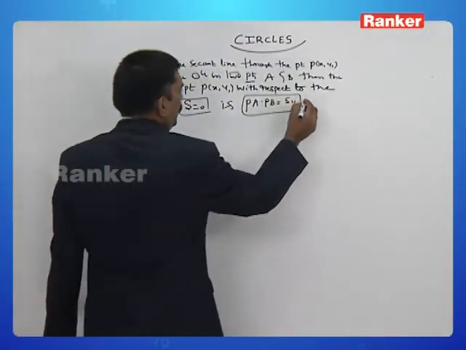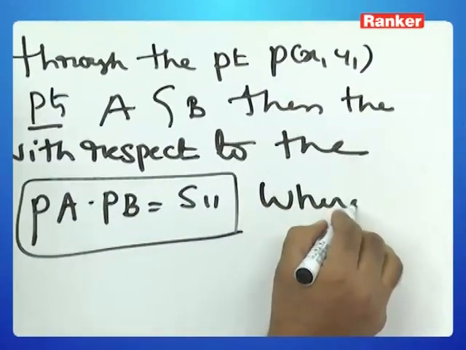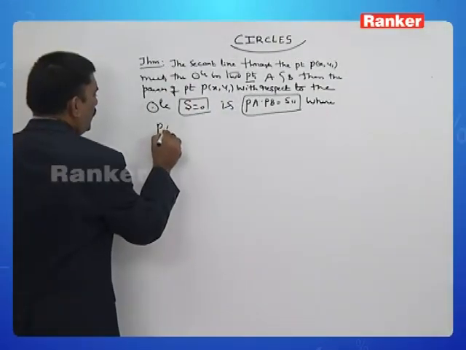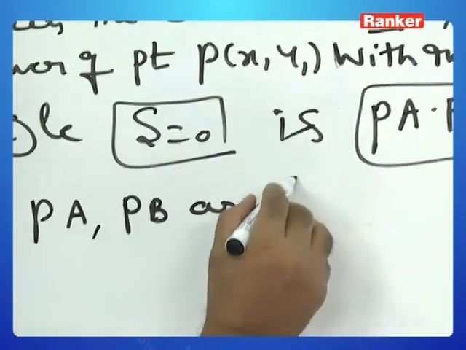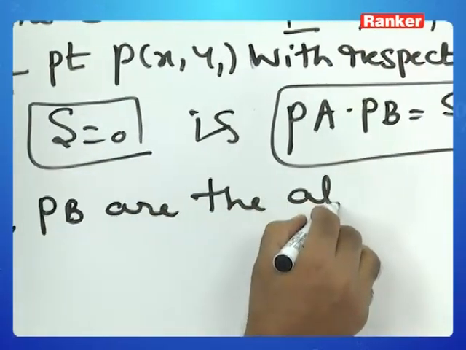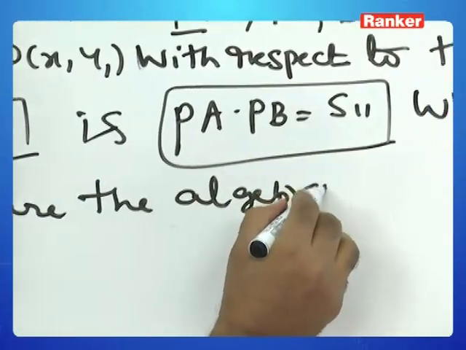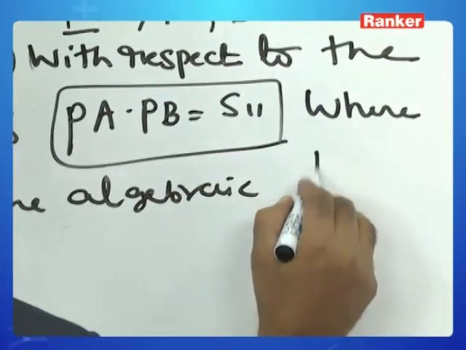where PA comma PB are the algebraic distances.